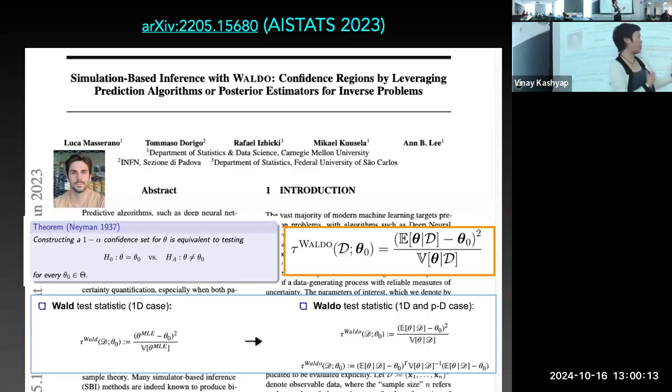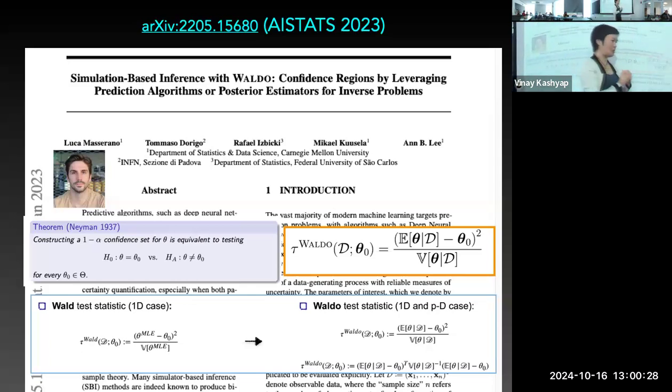The great thing is that when you use prediction methods, that's often what you compute if you minimize the L2 loss. And if you estimate the posterior, we can also compute the mean. For every theta zero we test, we compare the posterior mean with that value, and then we normalize with the posterior variance instead of the inverse of the Fisher information. There's actually a better one than this.